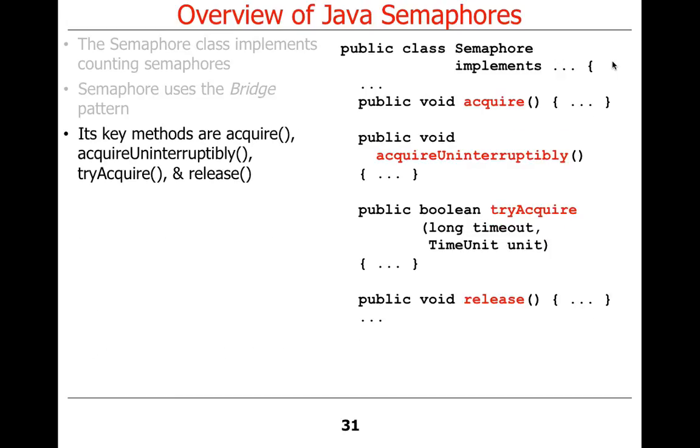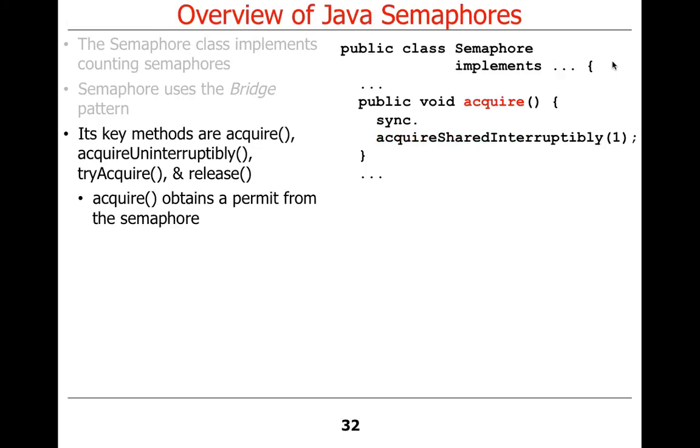Here are its key methods. These should look somewhat familiar to you because some of these methods are not all that dissimilar from the ones for locks, but they have a slightly different name and they also have slightly different behavior, which is why they're done the way they are. Notice, by the way, Semaphore does not implement the lock interface because it doesn't implement lock and unlock. It has acquire and release, which actually is a lot more the way that the queued synchronizer works.